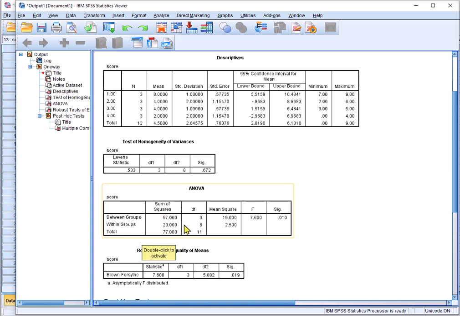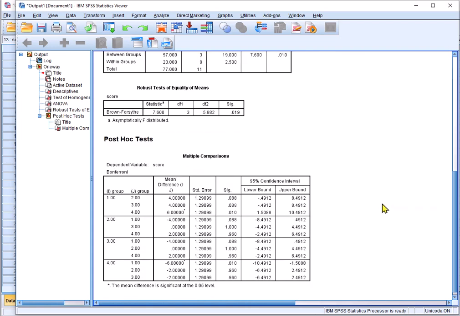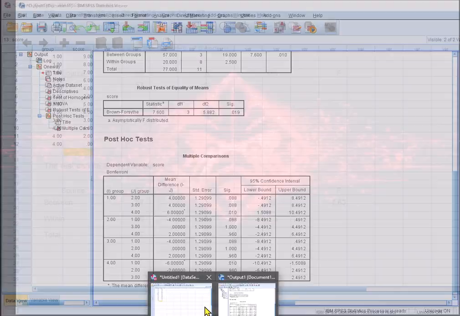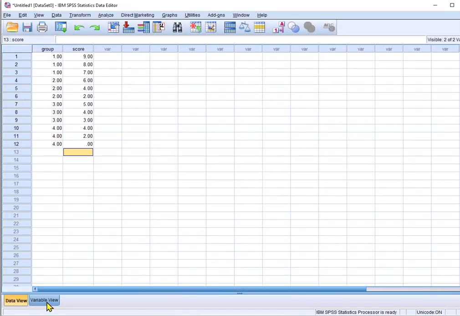Here's your ANOVA summary table, and you can see that we got the same numbers here as we computed using the formulas. The additional thing that we see is the exact p-value, p equals 0.01. And then we have the pairwise comparisons. This part is really a lot easier to use if I have the variable labels. So let me go back in, and I'll show you how to do that.